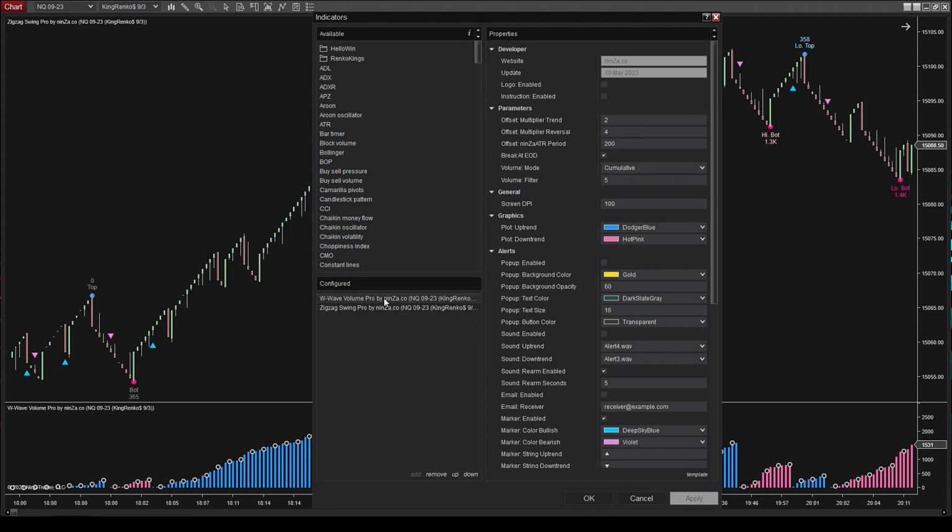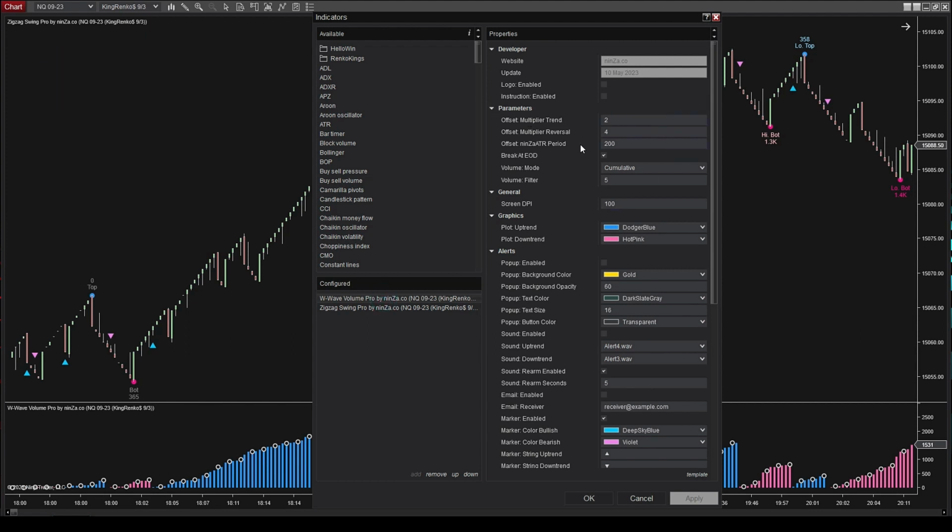As you can see, I'm utilizing WWave Volume Pro along with Zigzag Swing Pro. The reason behind this pairing is that WWave Volume Pro provides a visual representation of the accumulated buy and sell volume over time, while Zigzag Swing Pro offers precise accumulated volume values for swing points. By combining these two indicators, you will strengthen your analysis of buy and sell momentum, making more informed judgments compared to relying solely on a single indicator.